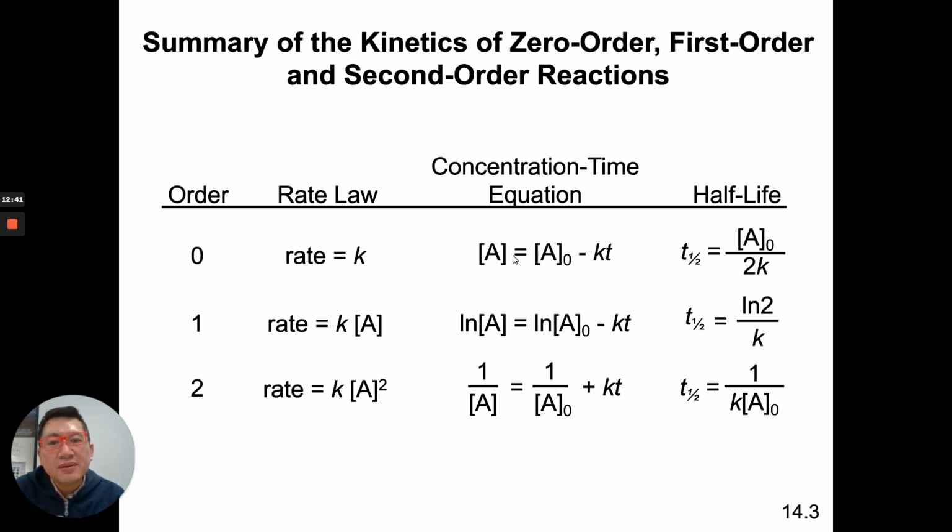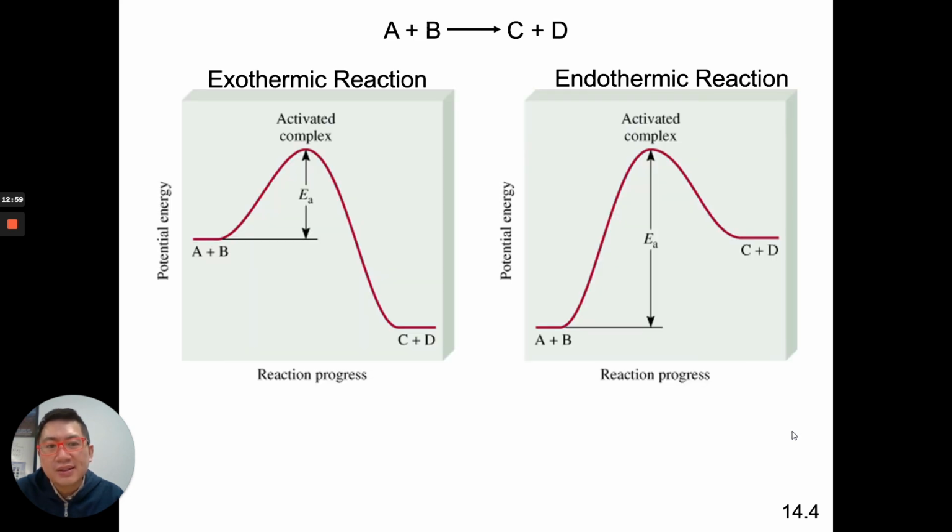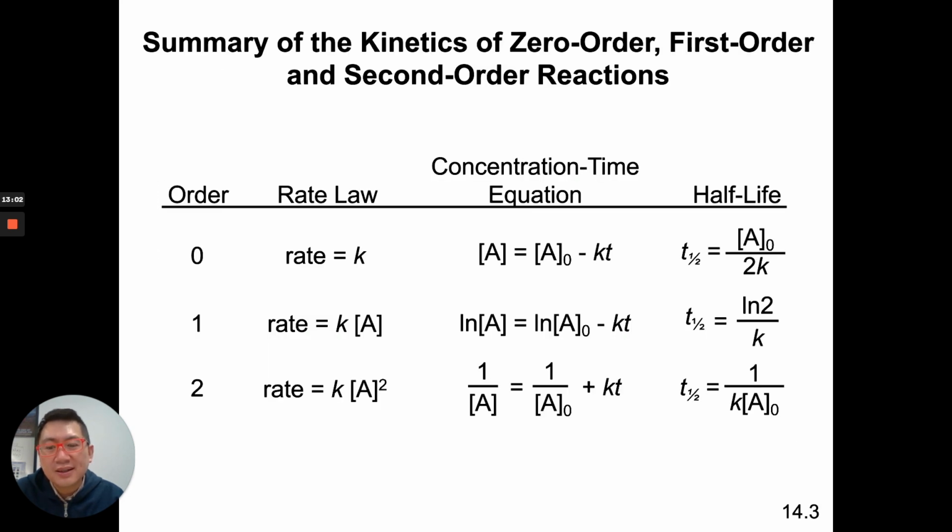Zero order reaction, the concentration time equation, A is equal to A naught minus KT. If it's first order, it's natural log A equals natural log A naught minus KT. Second order, 1 over A is equal to 1 over A naught plus KT. And here are the half-lives.